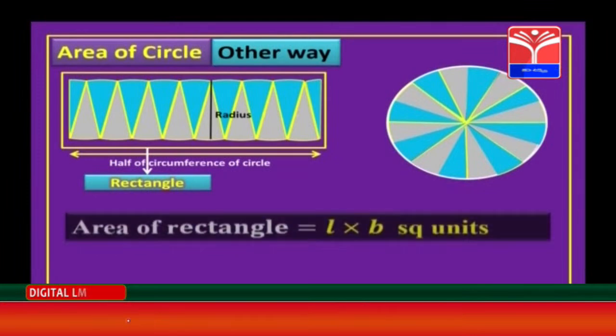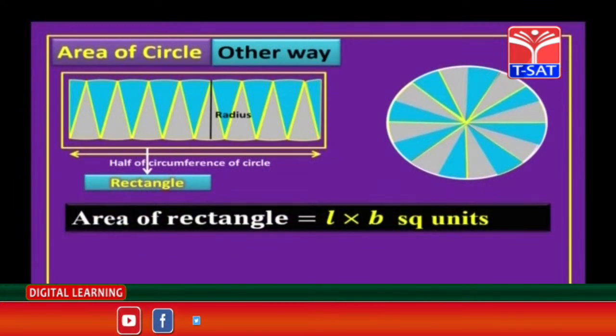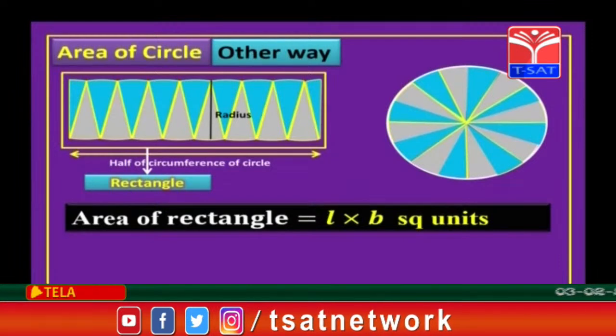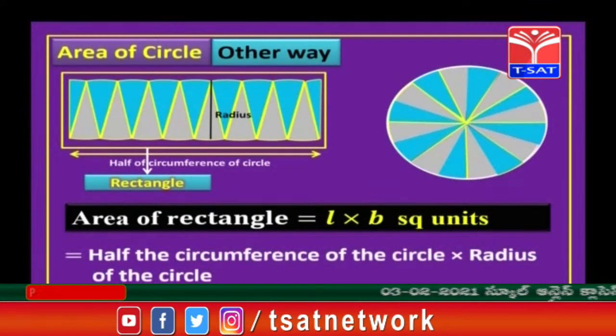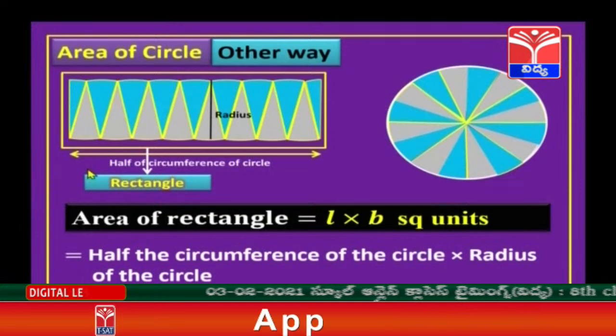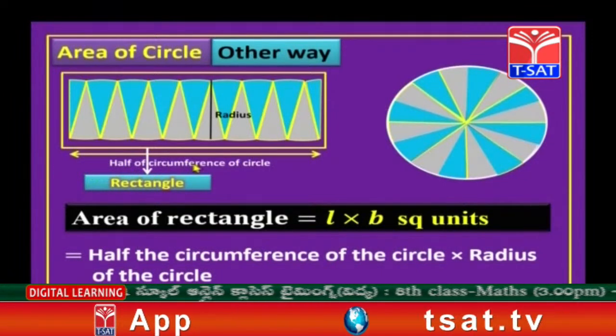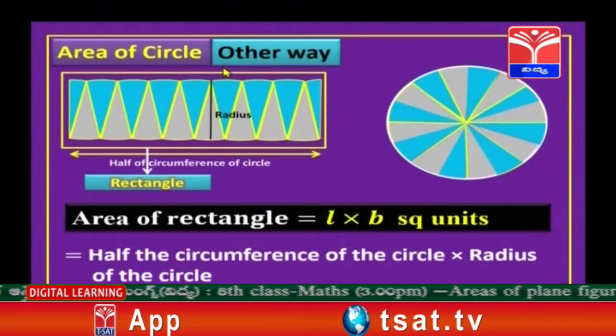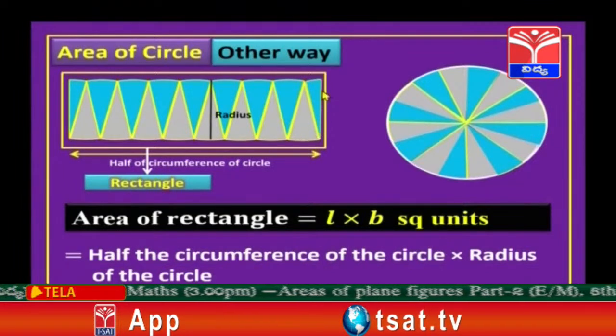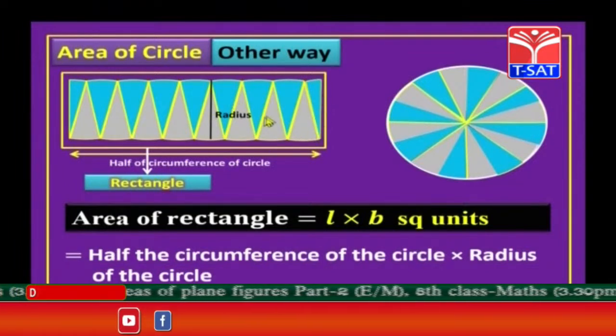Let's see. So we know that area of rectangle is given by length into breadth square units, right, children? But here what is the length, children? Yes, you can see that here the length of the rectangle is half of circumference of circle and here breadth is nothing but the radius of the circle. This is the breadth, right? This is the radius of the circle.